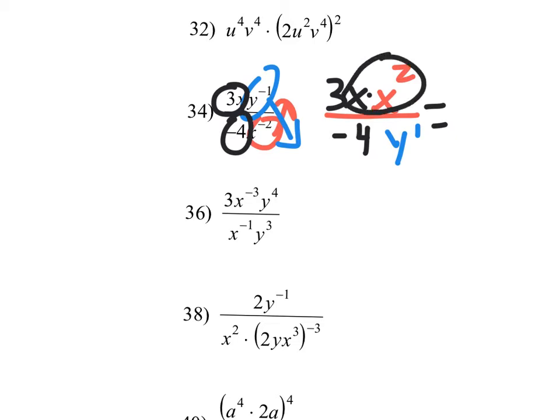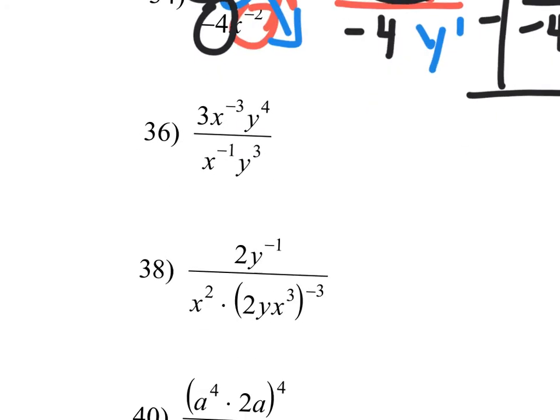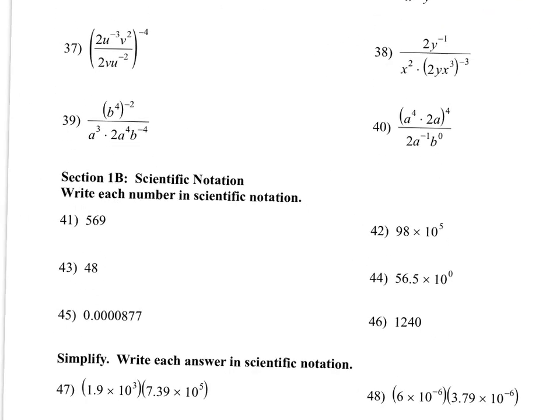We can do the multiplication of x times x squared on the top. Remember, that's x to the first, so I'm going to get 3x cubed, add the exponents, all over negative 4y. We can't do any more simplifying. You could put the negative out in front of the whole fraction, but we'll leave it down on the bottom.